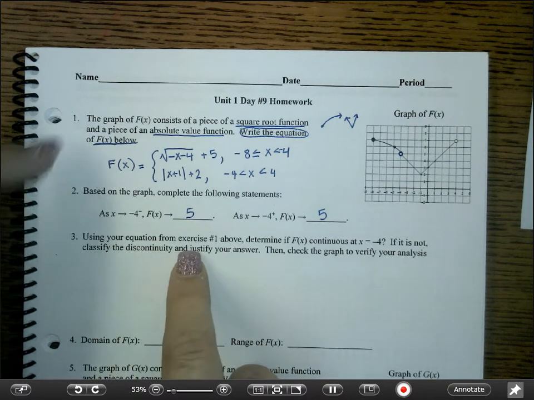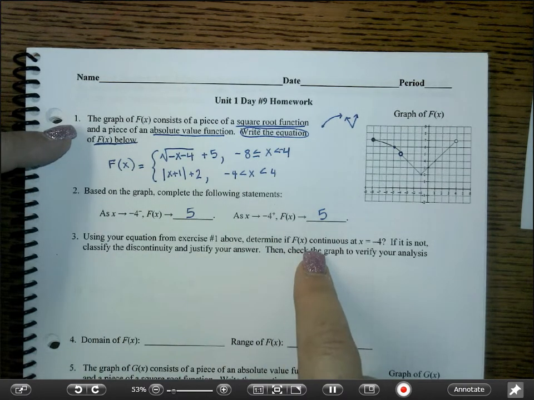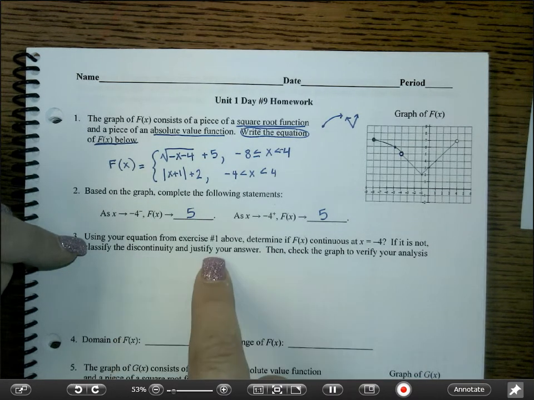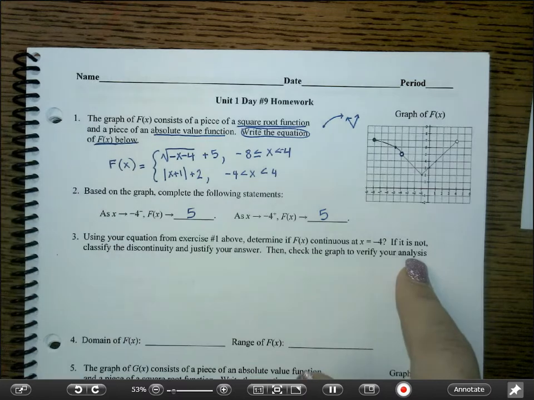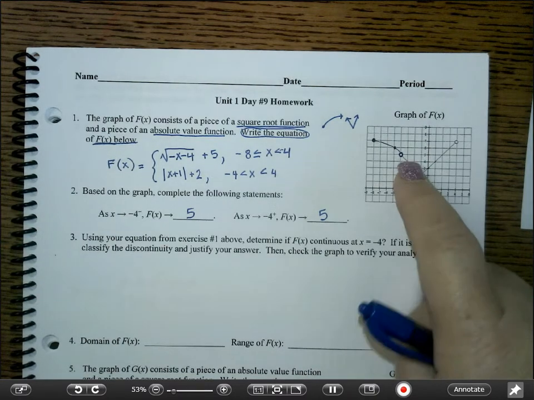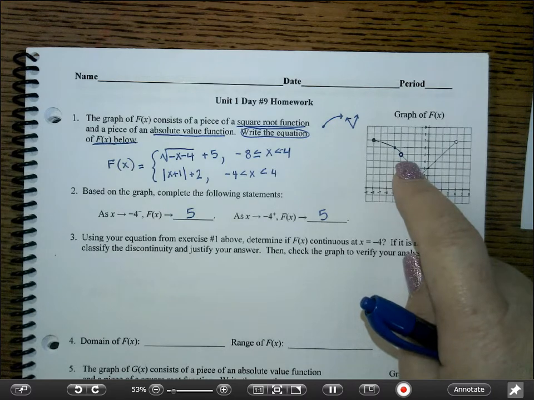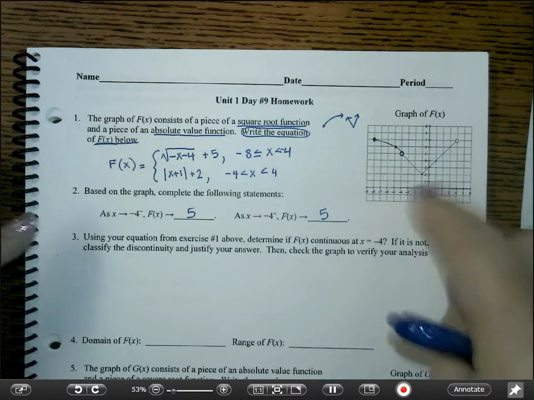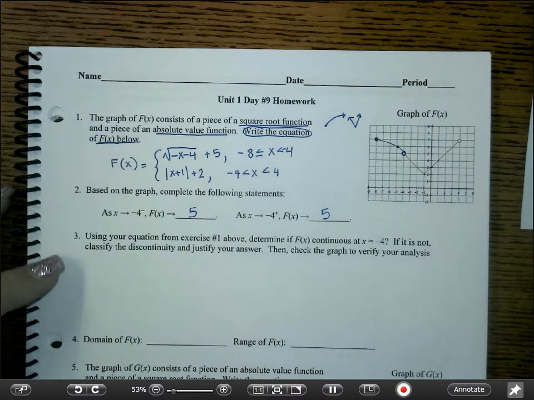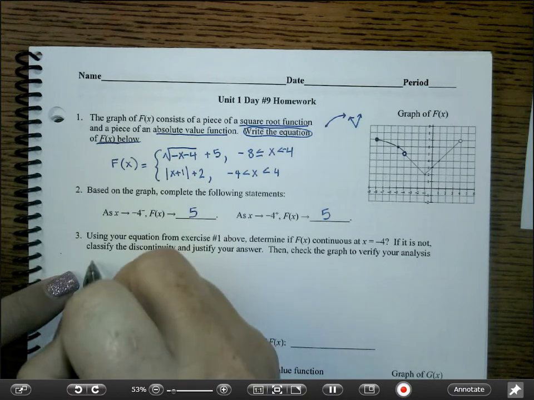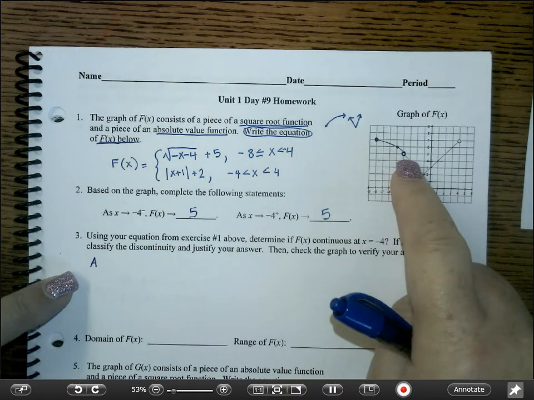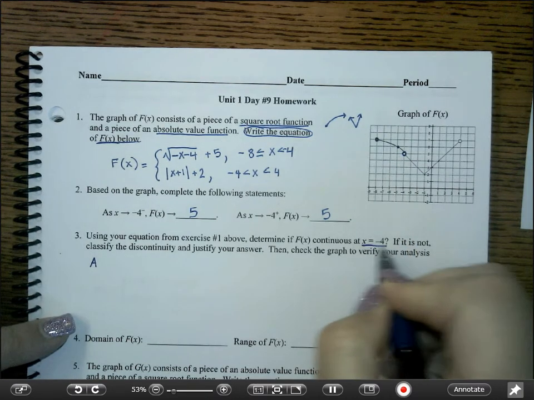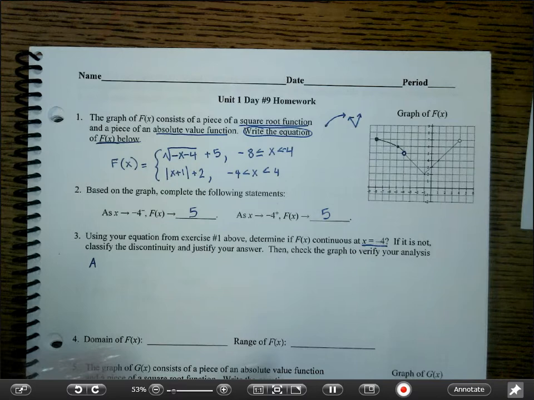Using your equation from number 1 above, determine if f of x is continuous at negative 4. If it's not, classify the discontinuity and justify, then check the graph to verify your analysis. Well, first, I'm looking at the graph and I recognize that it's a point discontinuity. So let's just make sure that when we go through this, our answer represents that. The first thing you need to do when you're classifying discontinuity is identify the point that we are unsure about, which is this point right here, when x is negative 4. We have to look to the left and to the right.